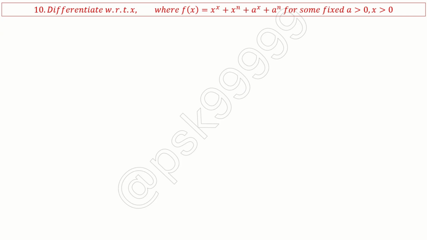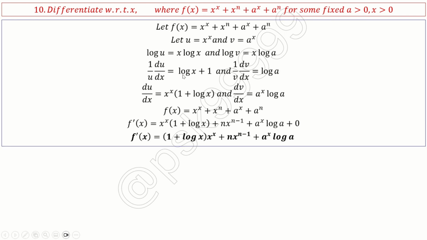f of x equal to x to the power of x plus x to the power of n plus a to the power of x plus a to the power of n. So this is the constant. It will become 0 if I differentiate, so ignore it. Then x to the power of n differentiation is n into x to the power of n minus 1. So these two terms I will take logarithm and solve them first and then add them separately. So my u is x to the power of x, v is a to the power of x. If I differentiate, I will get du by dx is x to the power of x into (1 plus log x), and dv by dx is a to the power of x into log a. Then f dash x, I will sum up all this. So this is my answer.